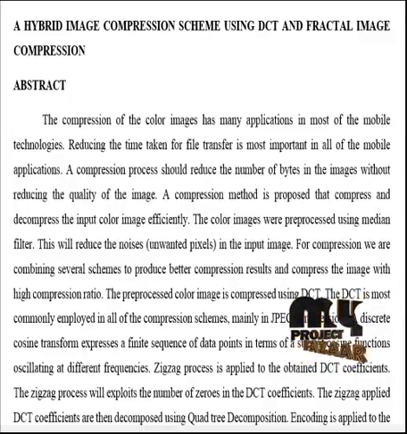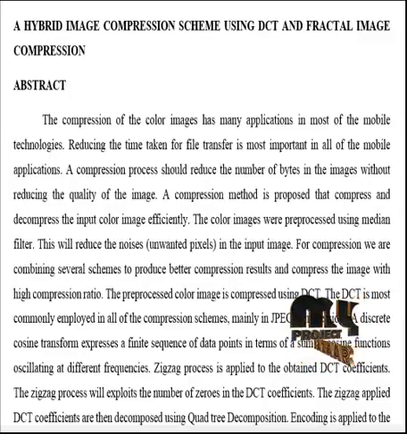For compression, we are combining several schemes to produce better compression results and compress the images with a high compression ratio. The pre-processed color image is compressed using DCT. The DCT is most commonly employed in compression schemes, mainly in JPEG compression.